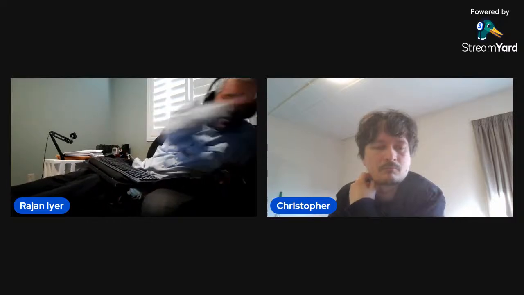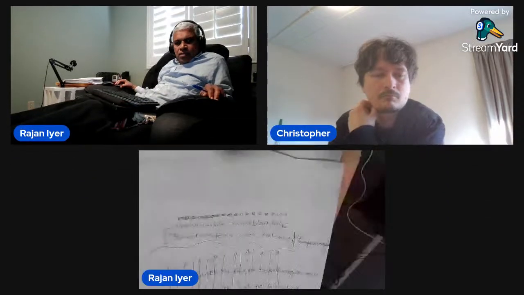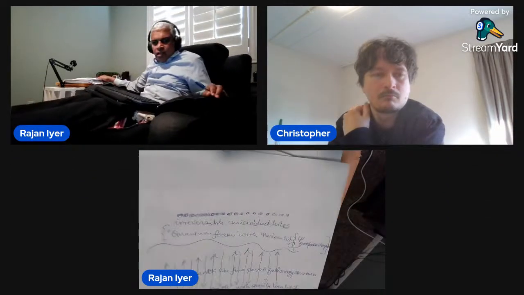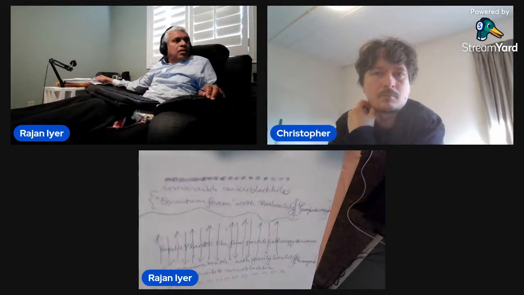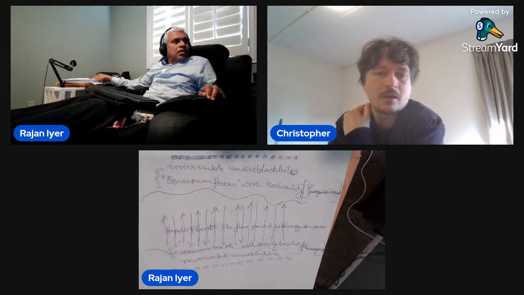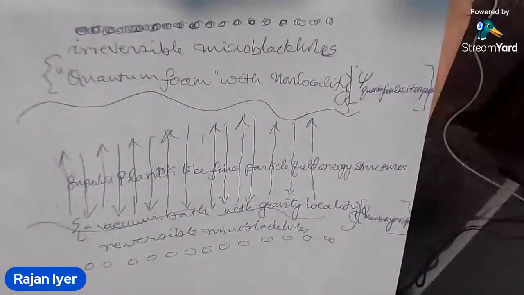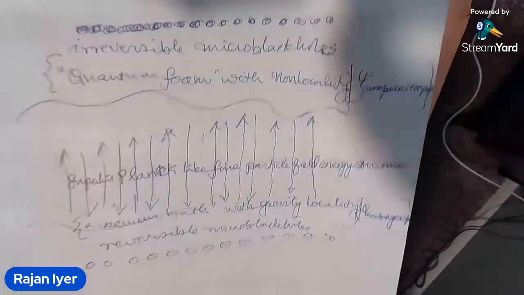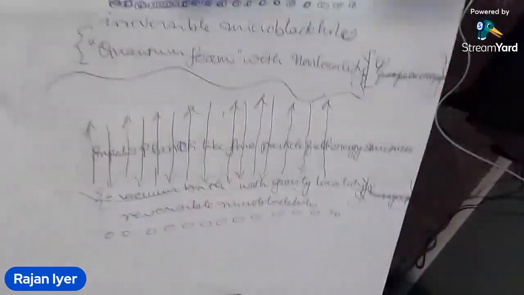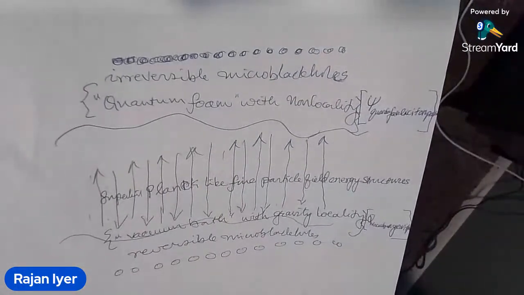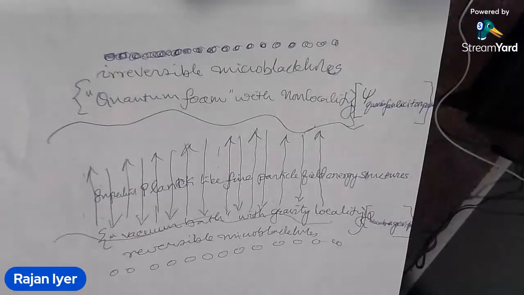So let me see. Let me try to pull that up. Hopefully it'll show up correctly. I don't know whether you can see that. Hang on a sec. Yeah, I can make this bigger. Yeah, there we go. Can you see the whole thing? Let me see. Yeah, irreversible something. Yeah. So micro black holes. Let me explain that.